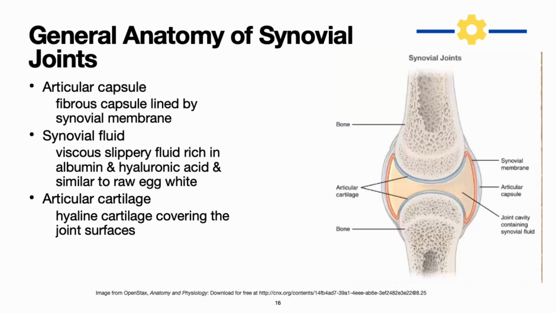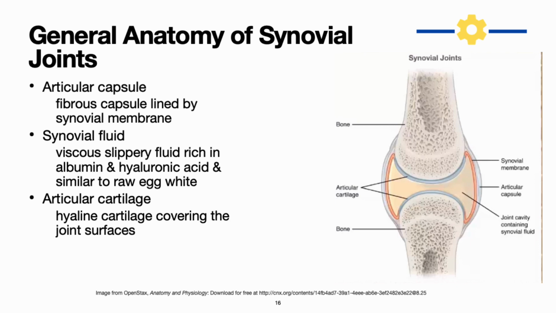Now, in this picture, the space is fairly large. It seems like there's a lot of fluid in there. That's not normally the case. Typically, there's a small amount of synovial fluid and not a lot of space, and the cartilage of the bones would actually be touching. But the general anatomy of a synovial joint includes this joint space.